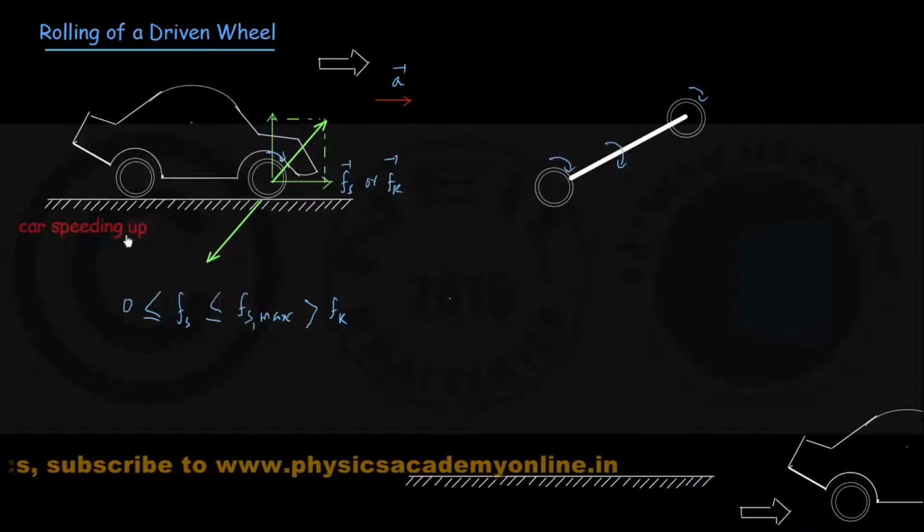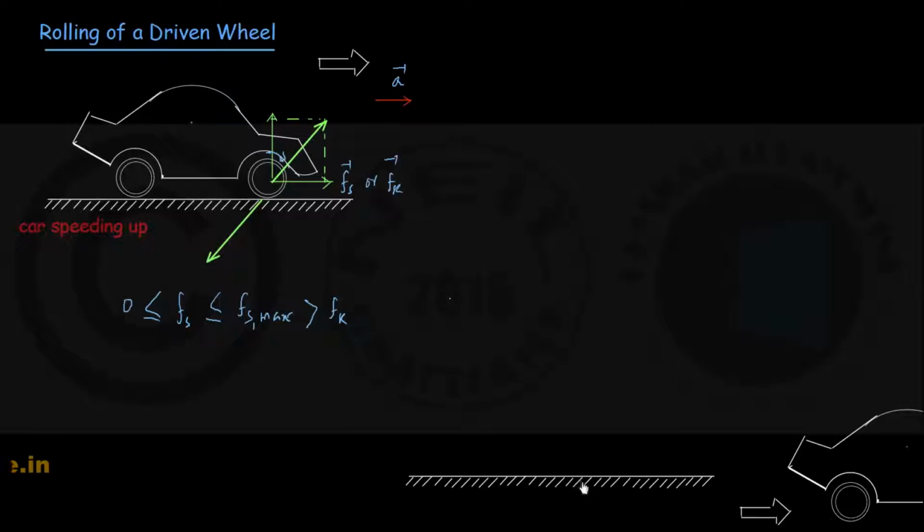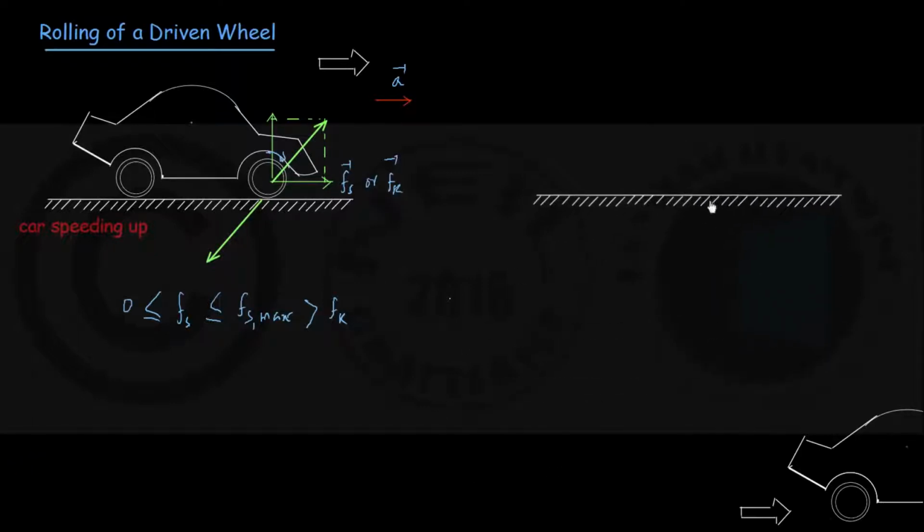So once we see the case of car speeding up, let's go to the case of car slowing down, again with the help of sliding friction. We did not mention rolling friction till now. Be careful about that. So let us draw the case of car slowing down, and we keep the figures side by side for easy comparison.